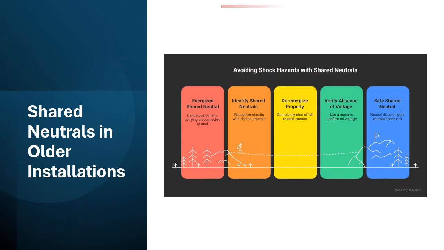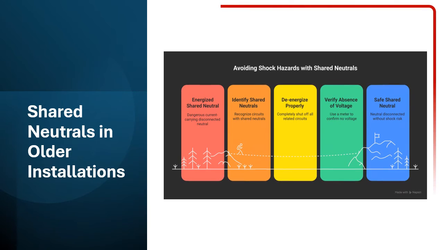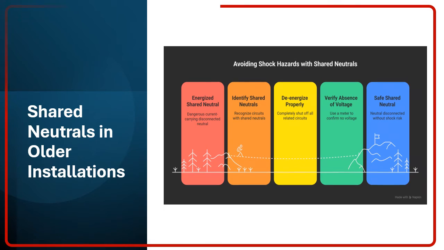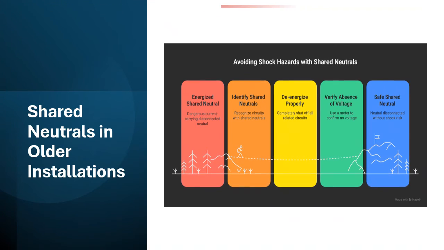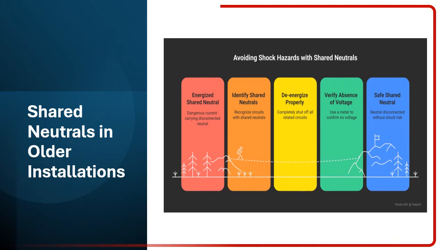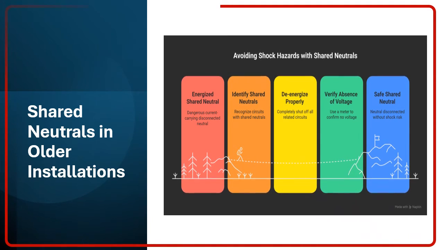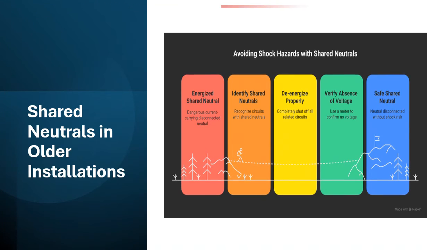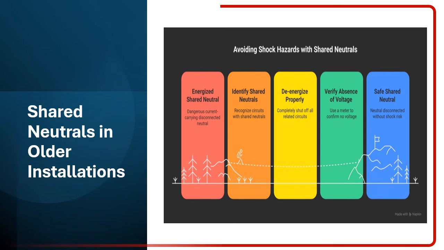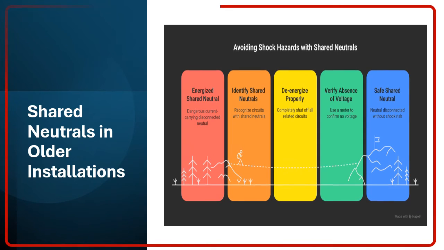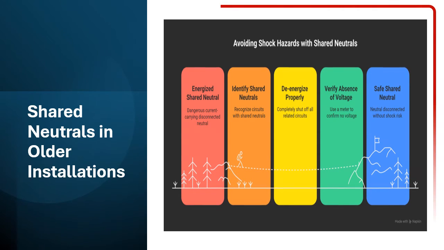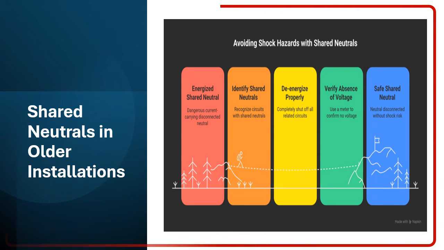Shared neutrals in older installations. In older buildings, it's common to find shared neutrals in multi-wire branch circuits. If one of these neutrals is improperly disconnected, it can still carry current from the live circuits, creating a shock hazard. This is especially dangerous when working on circuits that seem turned off but still have an energized neutral. Extra caution should be taken when working with shared neutrals to avoid electrical shocks.